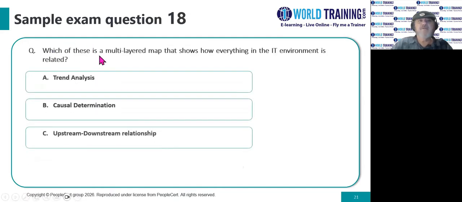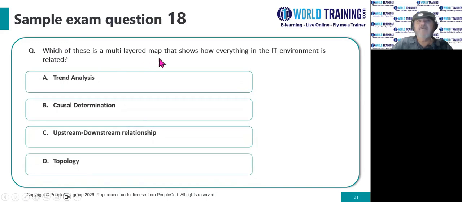Question 18, which of these is a multi-layered map that shows how everything in the IT environment is related? Trend analysis is not a map, neither is causal determination, neither is upstream downstream relationships, although you may see that on a map. Topology is definitely the best answer, D.